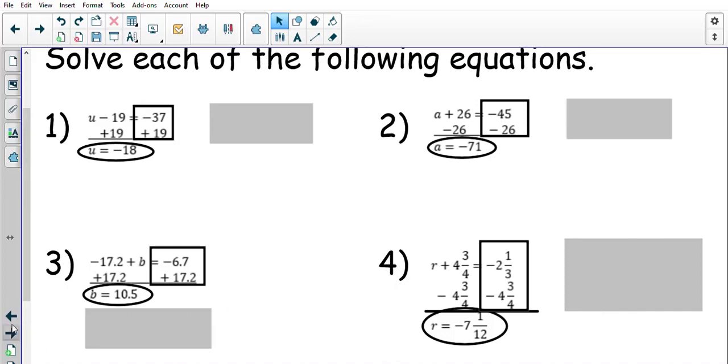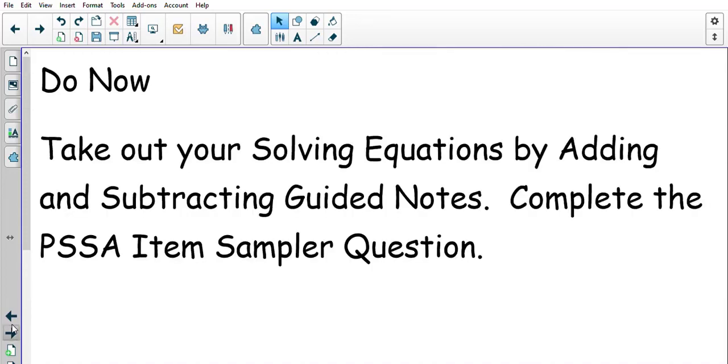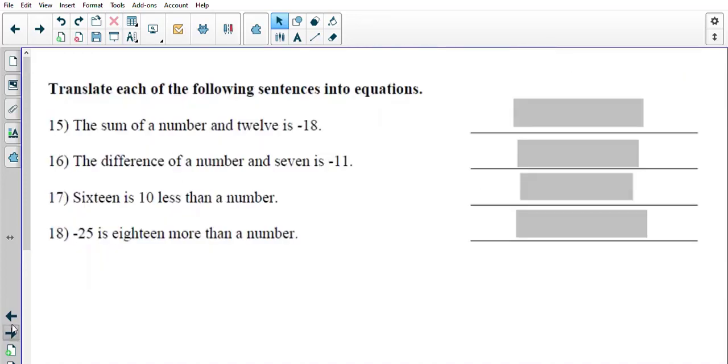All right, I want to finish this video by taking a look at a few word problems, so just a handful. Numbers 15 through 18, these are our last 4. So these problems are getting us started with more complicated word problems. They ask us to translate each of the following sentences into equations. So number 15 says the sum of a number and 12 is negative 18. We've already done this with numerical expressions and algebraic expressions, so we're just building on that. So let's just translate this word for word. The word sum means addition. So I know I'm going to have a plus sign here.